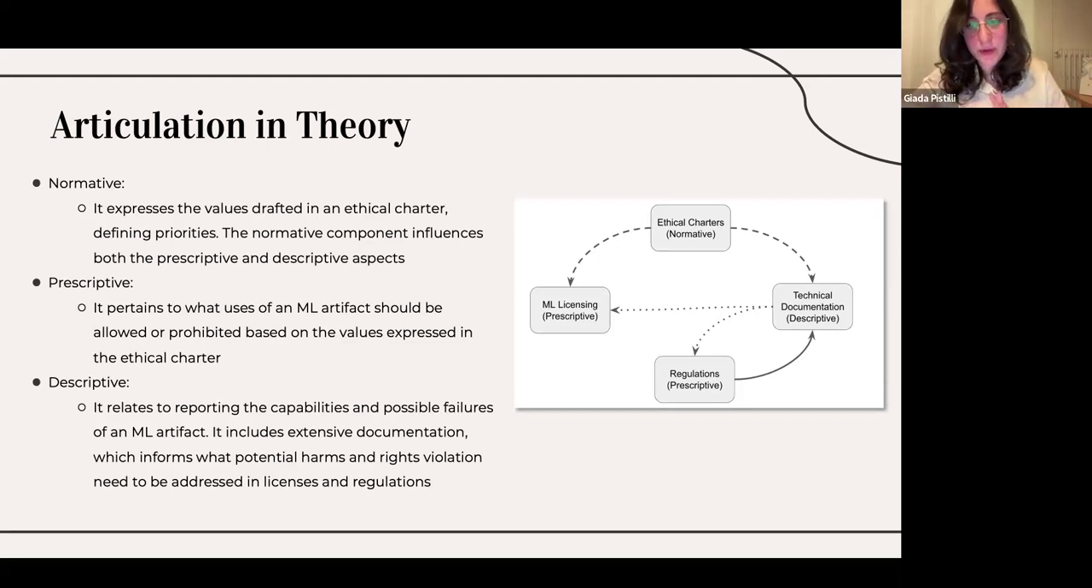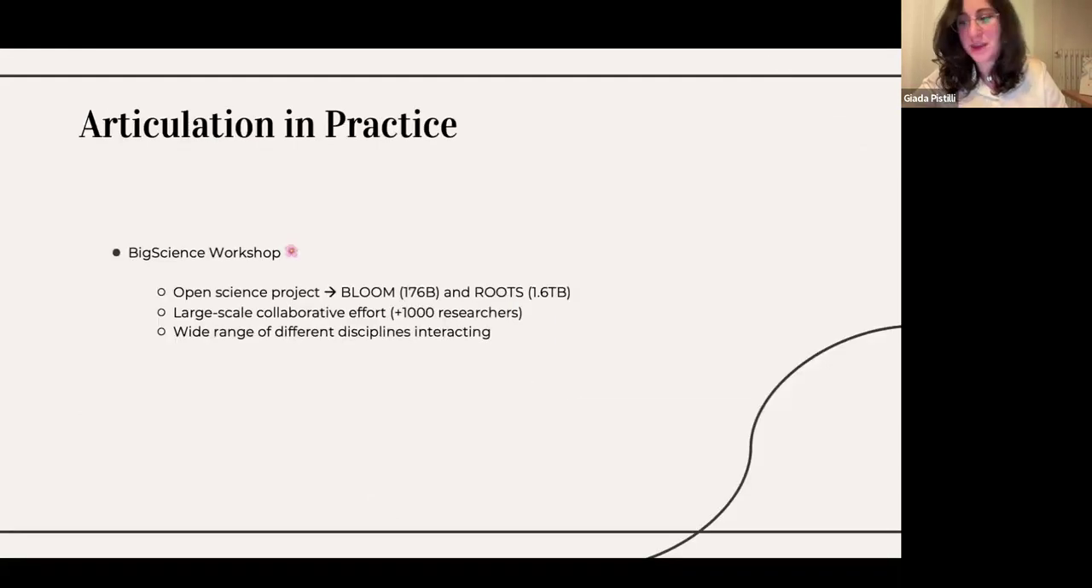So that's in theory. I know that maybe it's too much theory, so if I still have time, I think it's important to briefly explain how we got there and how it translates in practice. I don't know if you're familiar with the Big Science workshop, but it was a workshop with over 1,000 researchers coming from all kinds of different disciplines. We developed and deployed, in open access, Bloom, which is the biggest multilingual large language model that exists today, which has been trained not far from here in Paris, and Roots, which is its text corpora. And we released everything in open access.